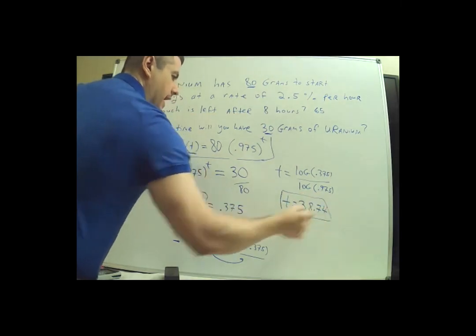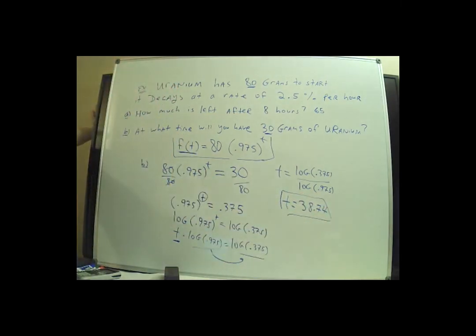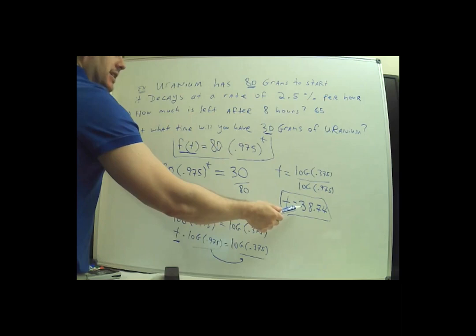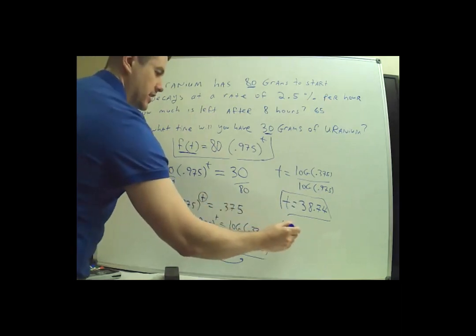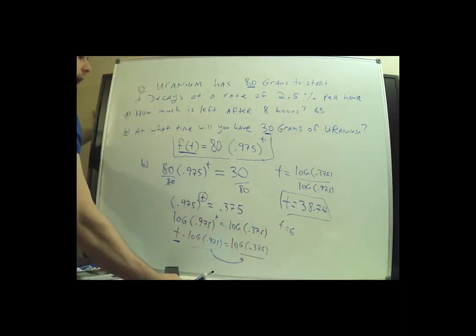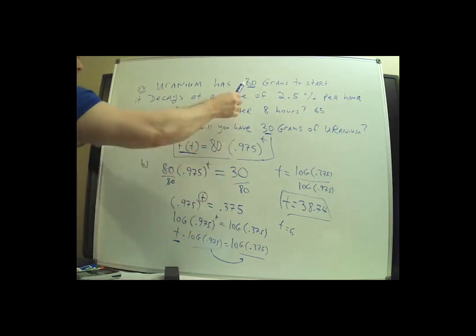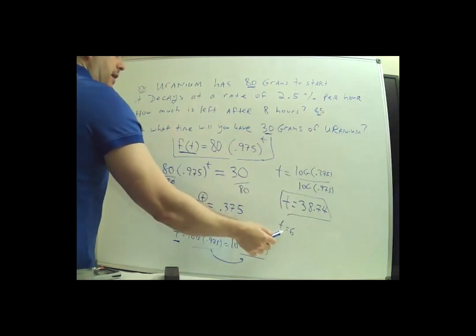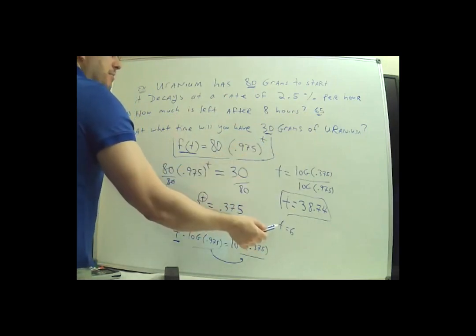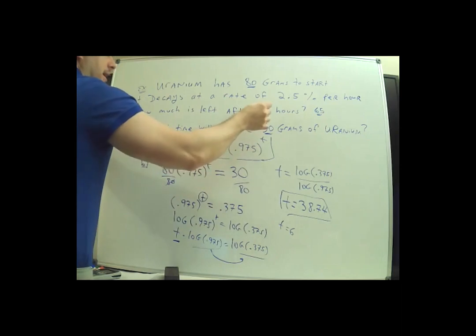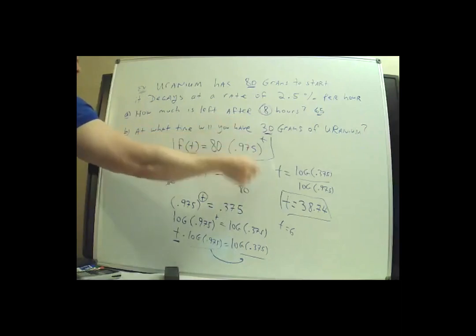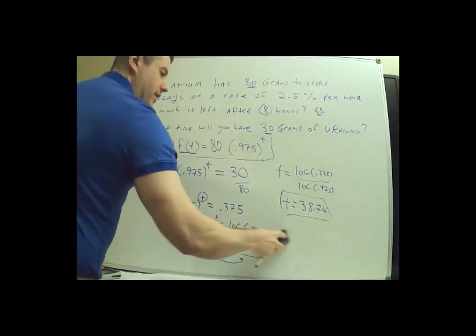If this answer had been like 2,000, it's not going to take 2,000 hours for it to go that far. Also, if I got an answer here of like 6, let's say I had t equals 6, how would that work? After 8 hours, you're down to 65 grams, but somehow after 6 hours, you'd be down to 30 grams. This wouldn't make sense. This answer has to be at least triple this. And it's more. So it kind of fits and it makes sense.